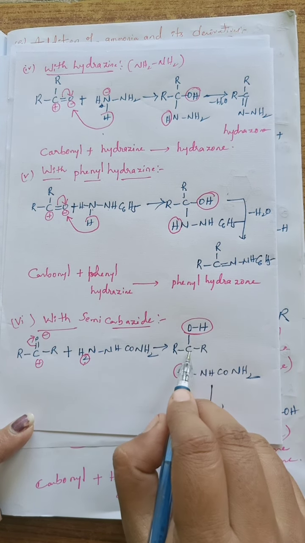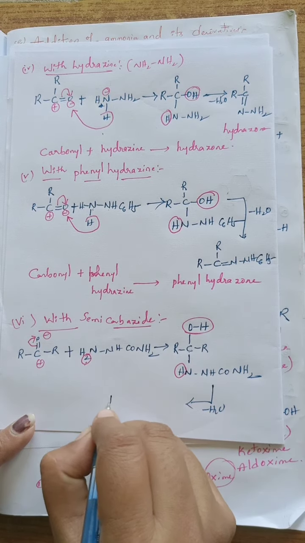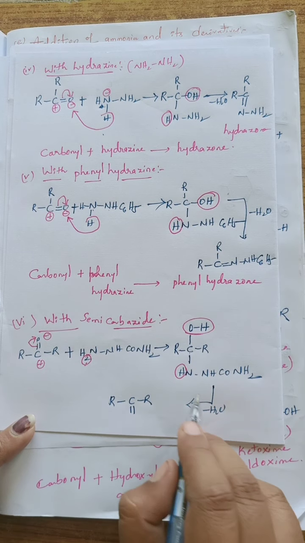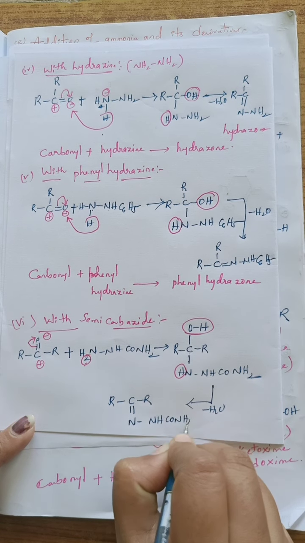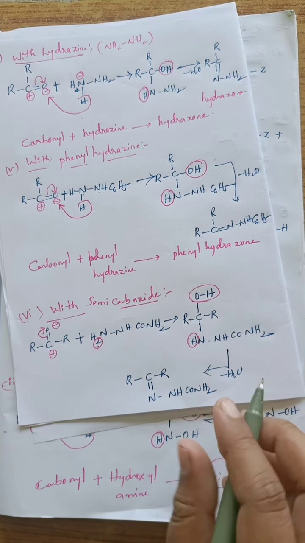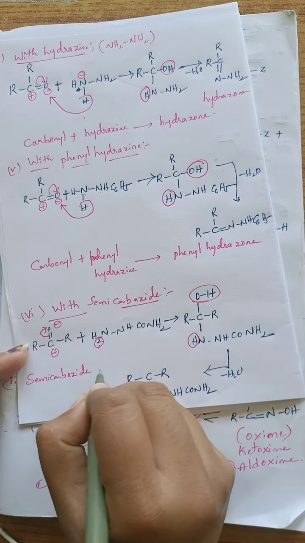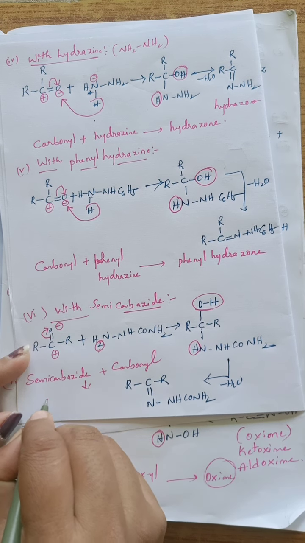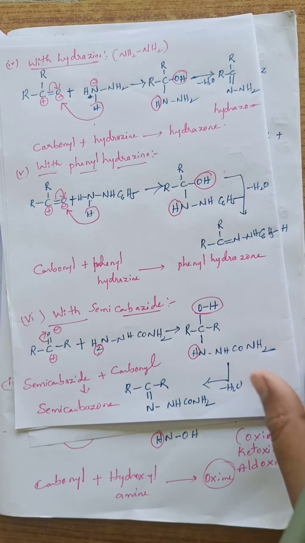Now, one valency is less on carbon and one valency is less on nitrogen. Between them a double bond is created. Then we will get R, C, R, with a double bond here. No hydroxy, that is eliminated. Double bond N, to that N, NHCO, NH2 is added. This is called semicarbazone. That means when semicarbazide reacts with a carbonyl compound, it is converted into semicarbazone. So that is about the sixth reaction.